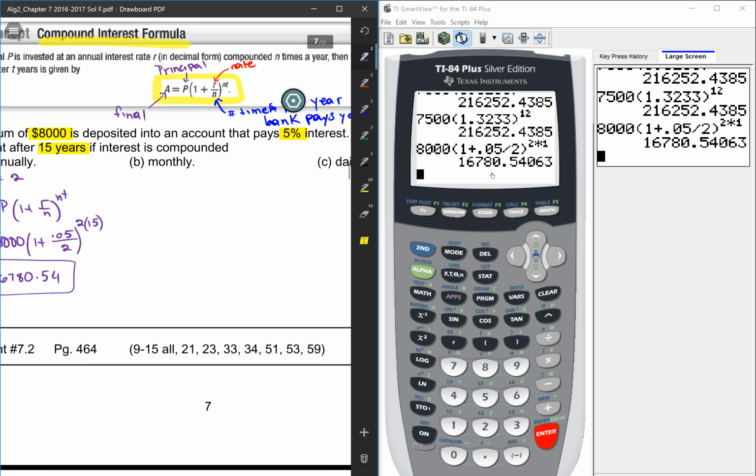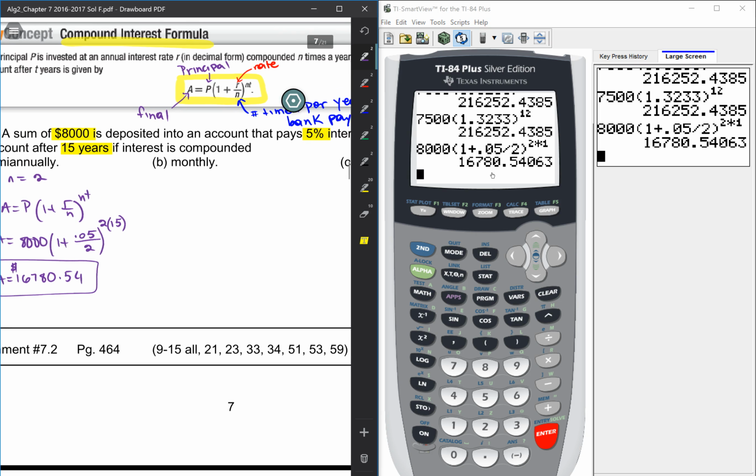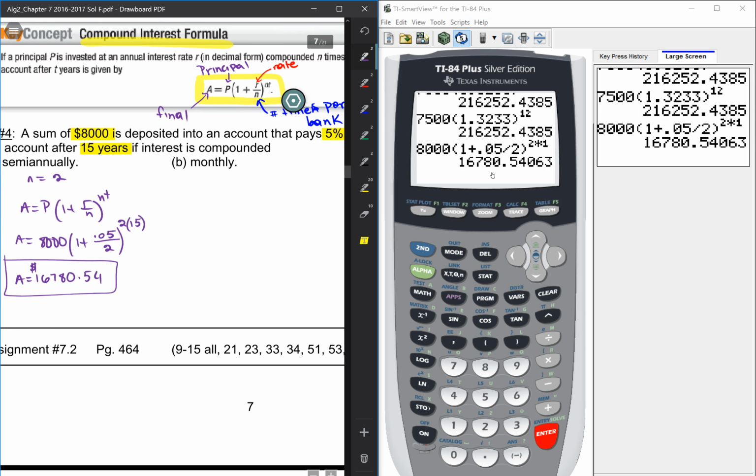All right. For the next one, interest is being compounded monthly. So A is 8,000 times 1 plus 0.05 over what? If it's monthly, how much is n? 12. Over 12, to the power of 12 times 15.